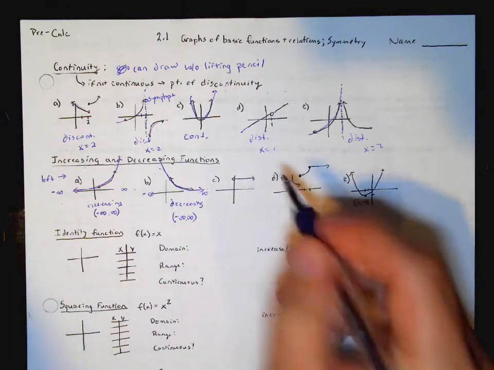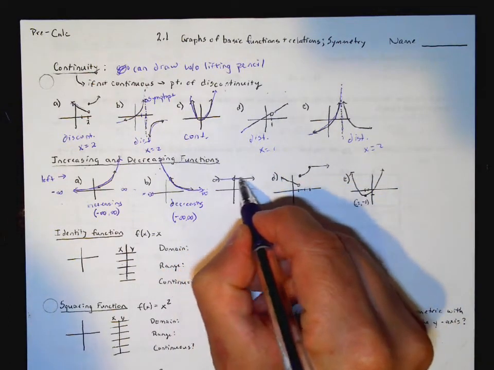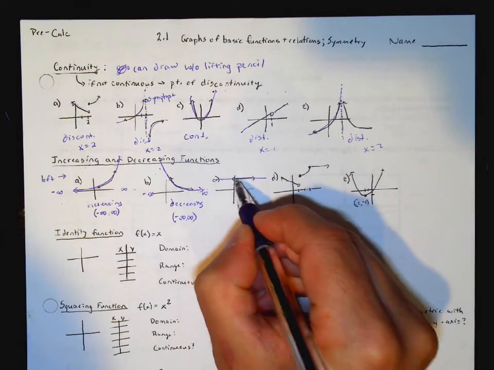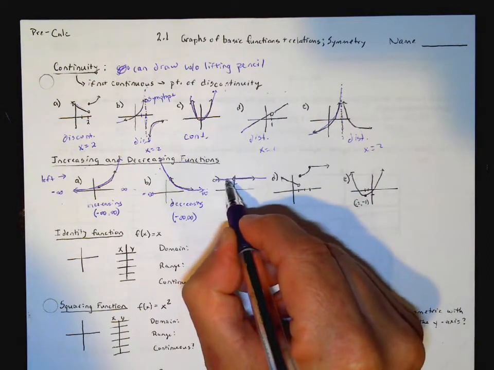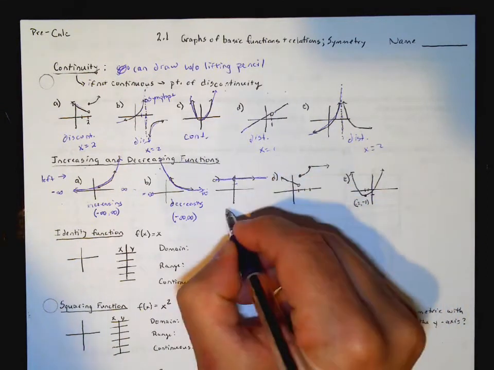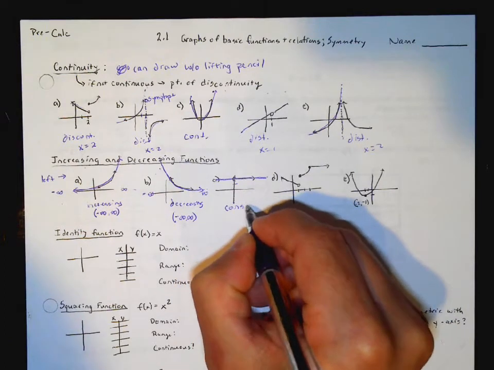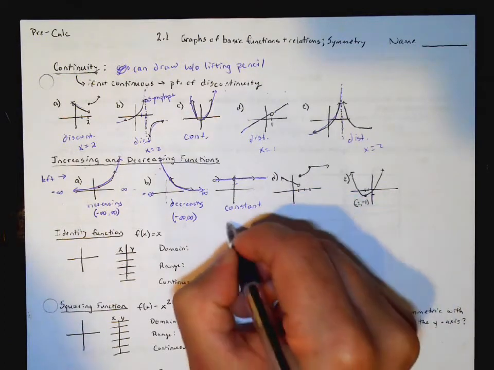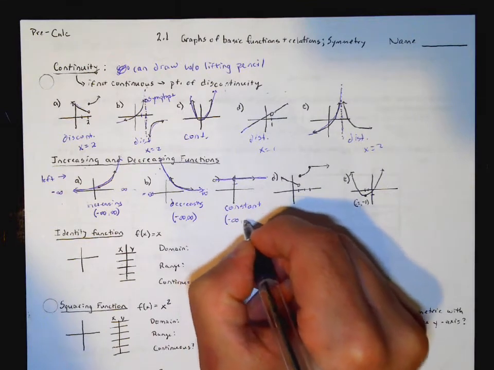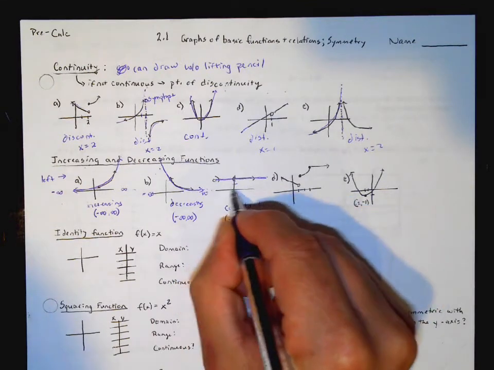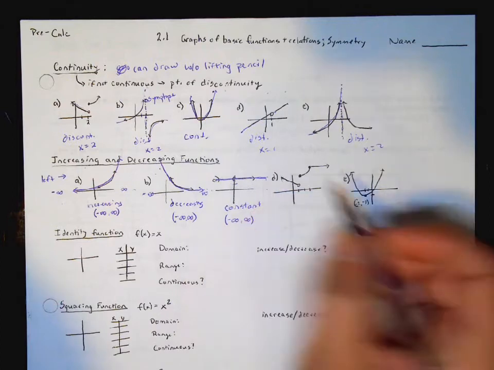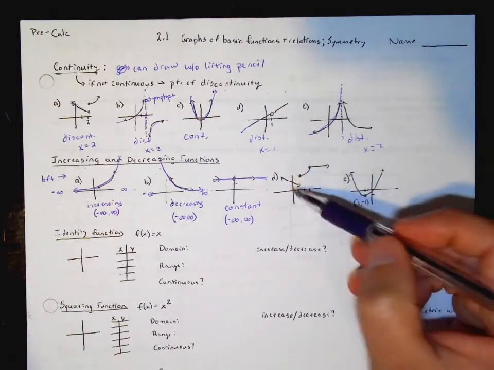Okay, now if you look at this one here, let's just say that's y of 2 there. My y stays at 2 the whole time, so it's a constant. And it's constant the whole time from negative infinity all the way through positive infinity. Okay, this next one's doing a couple of different things.